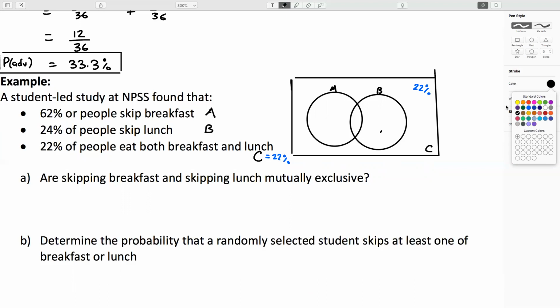No, you can skip breakfast and you can skip lunch. You can skip breakfast and eat lunch. You can do anything you want. So they're not. There is going to be a portion of people that do skip both. So no, they are not mutually exclusive.